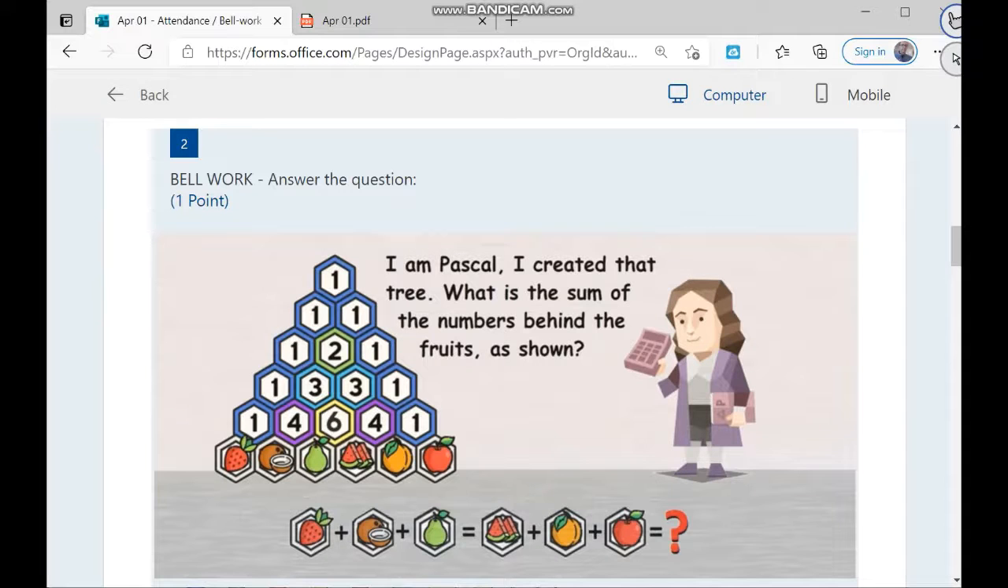Quadratic equations and quadratic functions. This is chapter 7. And yesterday we have seen how to use different methods to solve quadratic equations, right?